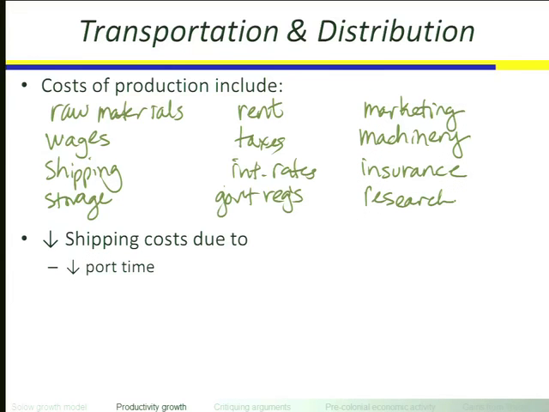So a decrease in port time that comes about as a result of an increase in the quantity of trade winds up as an example of an increase in productivity that allows for higher living standards, because goods cost less because the shipping costs have gone down. A second thing that lowered shipping costs was a decrease in piracy.